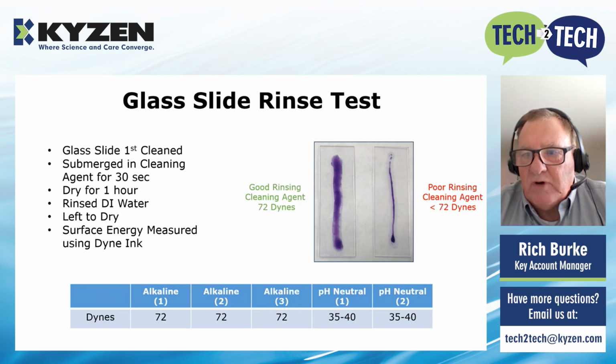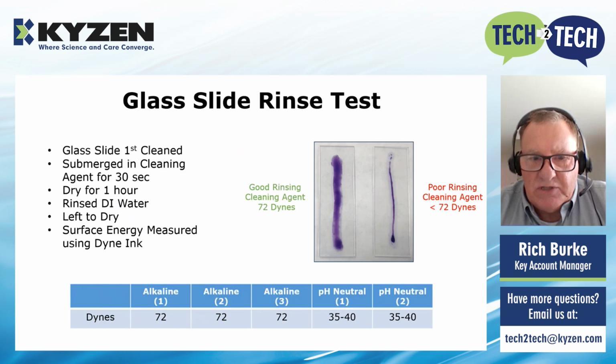Conversely, the slide on the right, we see it peeling back. So it's telling us it's below 72 Dyne, and that is indicative of a material that is less likely or more challenging to rinse off. It doesn't mean it won't work. It doesn't mean it can't be rinsed. It just means that it's going to be a little bit more challenging for the equipment sets to do the rinsing effect, if you will.